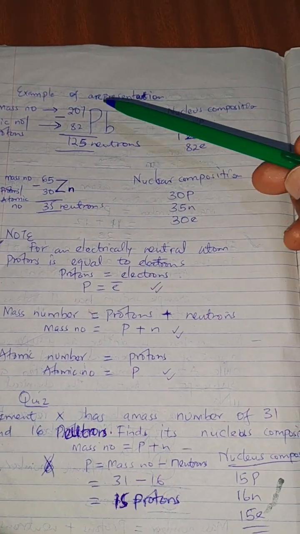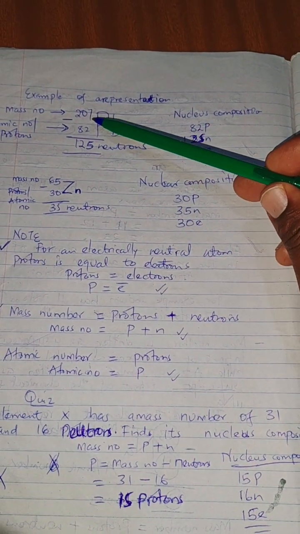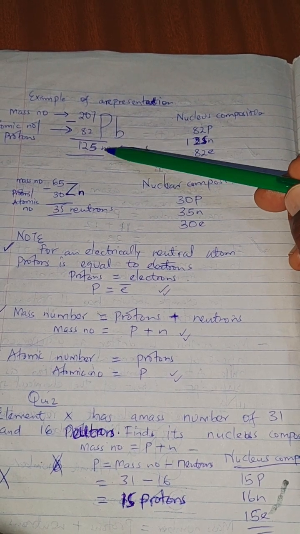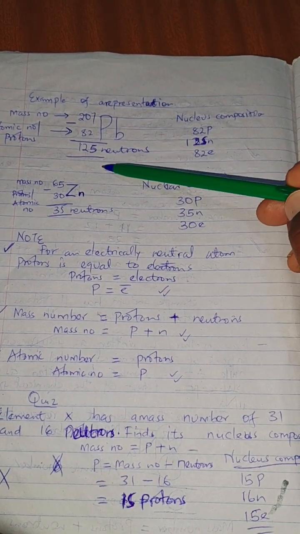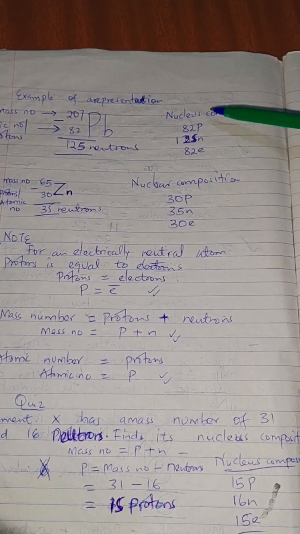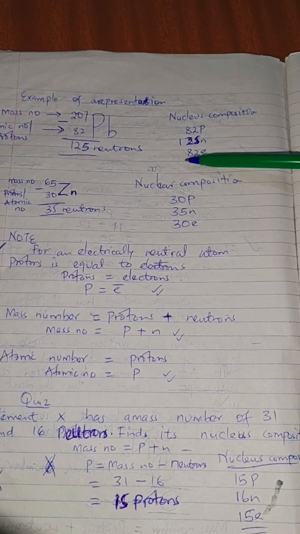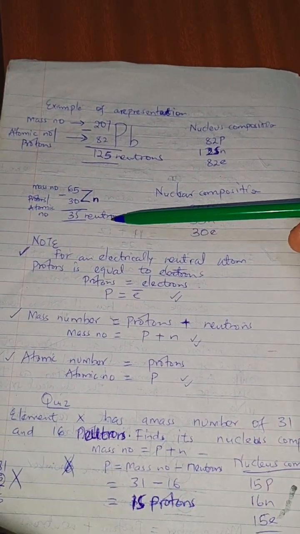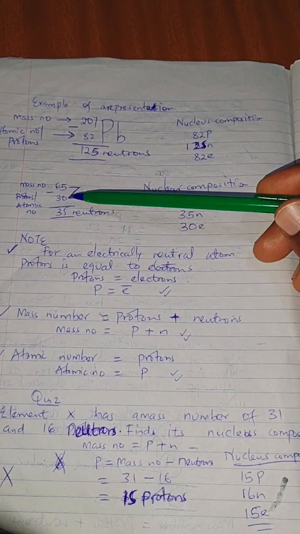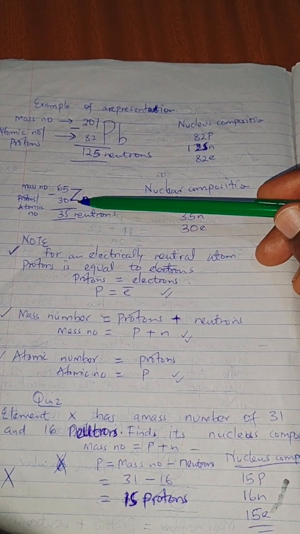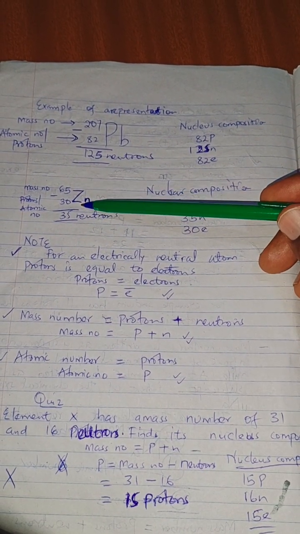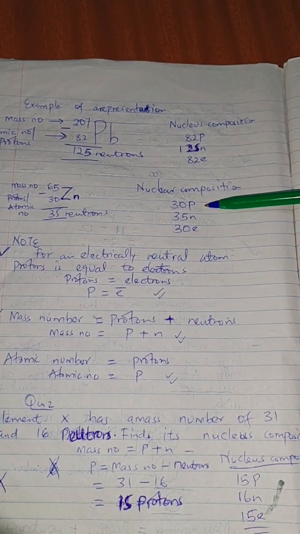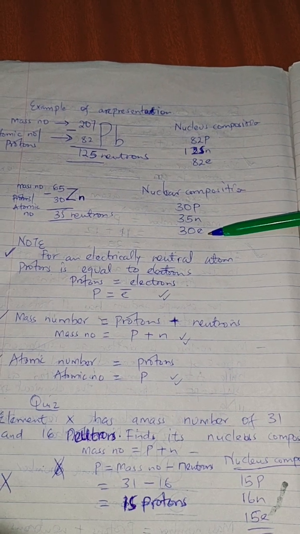So for lead, mass number is 207, atomic number is 82. To get neutrons, you just subtract 207 minus protons, which is 82, the atomic number, to get 125 neutrons. So the nuclear composition is 82 protons, 125 neutrons, and 82 electrons. For zinc, mass number is 65 and protons, or atomic number, is 30. So to get neutrons, you subtract mass number minus protons, which is 35 neutrons. So the nuclear composition is 30 protons, 35 neutrons, and 30 electrons.